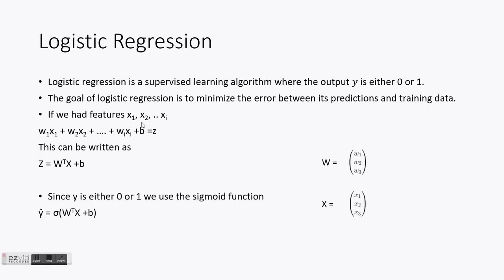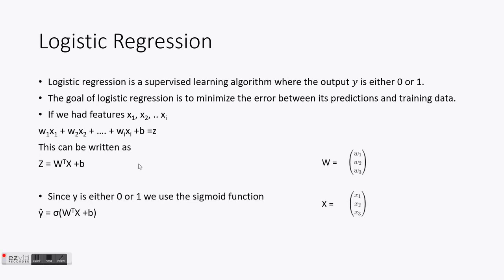So for example, if we had a set of features x1, x2 up to xi, then we can take the weighted sum of these features plus some bias and compute an activation. Let's say it's z, and we can rewrite this as z is equal to w transpose x plus b, where w is this column vector w1, w2 and w3, and x is our input features. So this is just a matrix multiplication. So z is equal to w transpose x plus b.